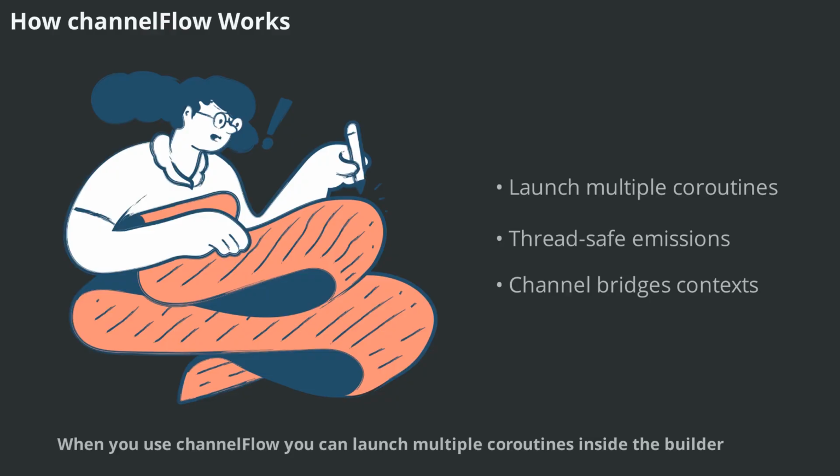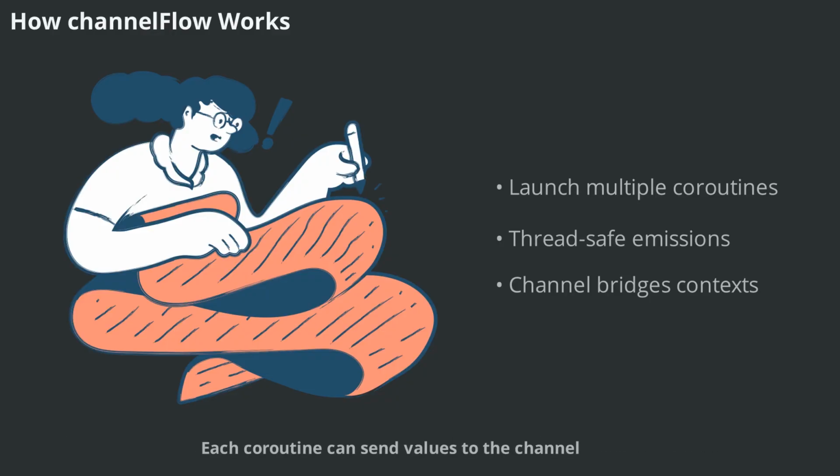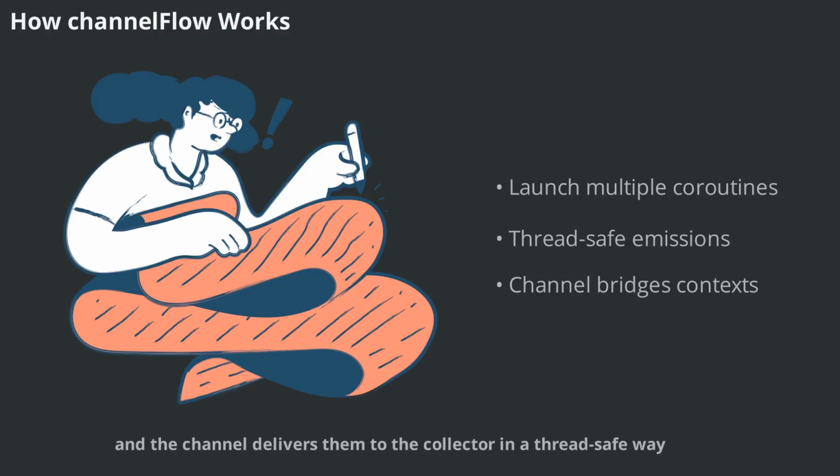When you use channel flow, you can launch multiple coroutines inside the builder. Each coroutine can send values to the channel, and the channel delivers them to the collector in a thread-safe way. This approach allows you to perform parallel work and emit results without violating Flow's rules. The channel acts as a bridge, ensuring safe delivery.